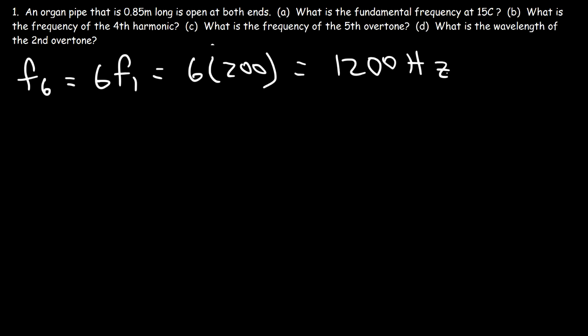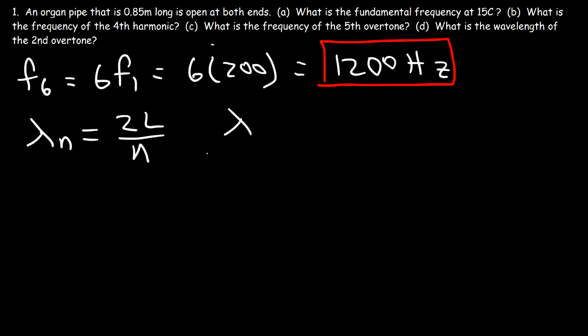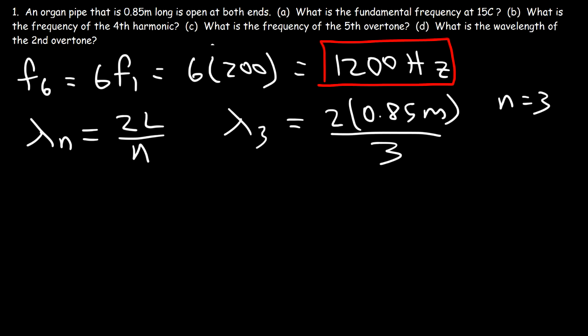Now let's move on to part D. What is the wavelength of the second overtone? The second overtone corresponds to the third harmonic. And to calculate the wavelength, we could use this equation. It's 2L divided by n. So n in this example is 3, because we're dealing with the second overtone or the third harmonic. So this is going to be 2 times the length of the pipe, which is 0.85 meters, divided by n, which is 3. So 2 times 0.85, that's 1.7, divided by 3. So the wavelength for the third harmonic is 0.567 meters.